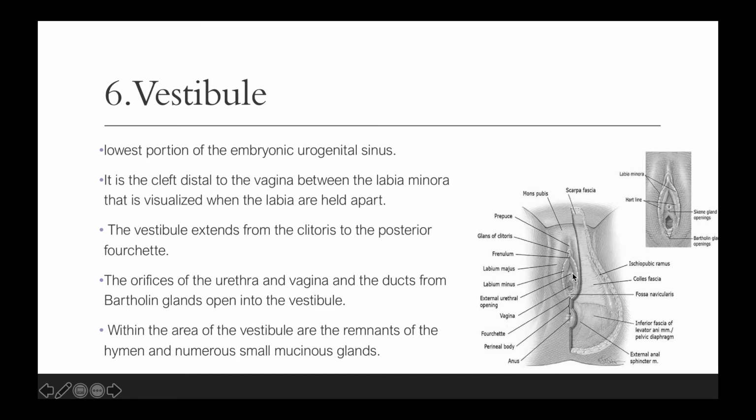Okay, so this is the lowest portion of the embryonic urogenital sinus. It is the cleft distal to the vagina between the labia minora that is visualized where the labia are held apart. So this is the vestibule here. The vestibule extends from the clitoris to the posterior fourchette. The orifices of the urethra and vagina and the ducts from the Bartholin glands open into the vestibule. Within the area of the vestibule are the remnants of the hymen and numerous small mucinous glands.